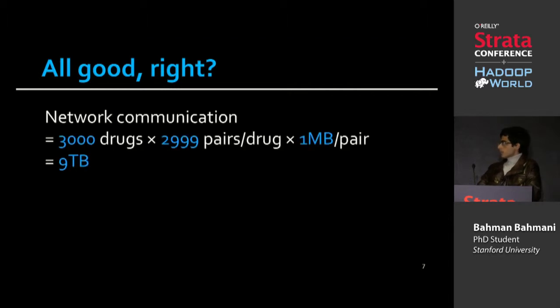Well, not so much. Let's look at the network communication. We have 3,000 drugs. Each drug causes 2,999 key-value pairs to be emitted by the map. And each drug is contributing a megabyte of data to each such key-value pair. So that's a total of 9 terabytes of data.